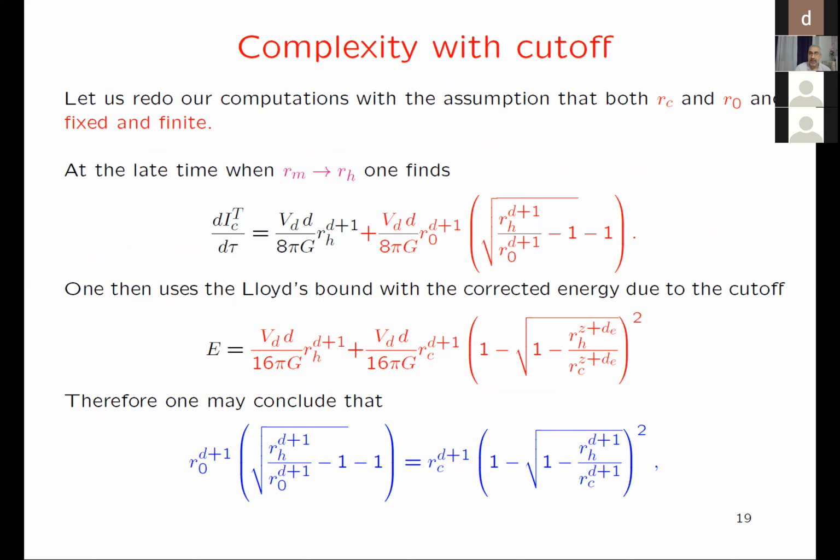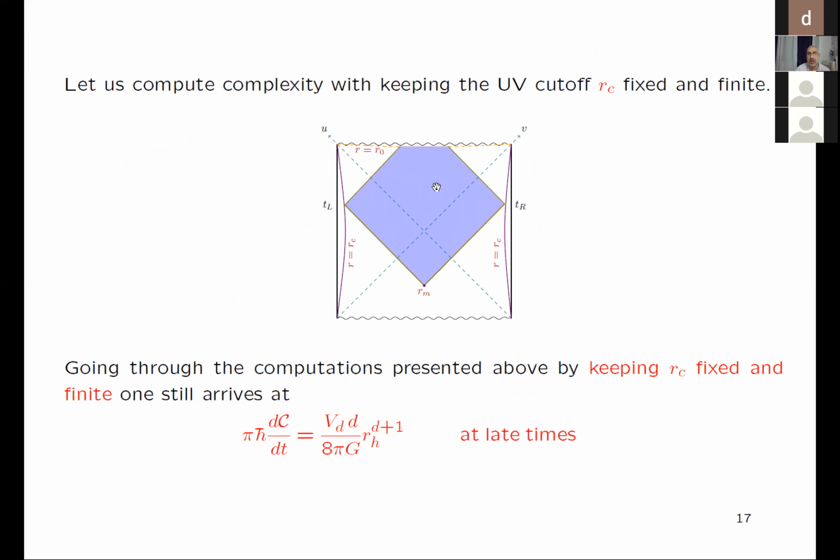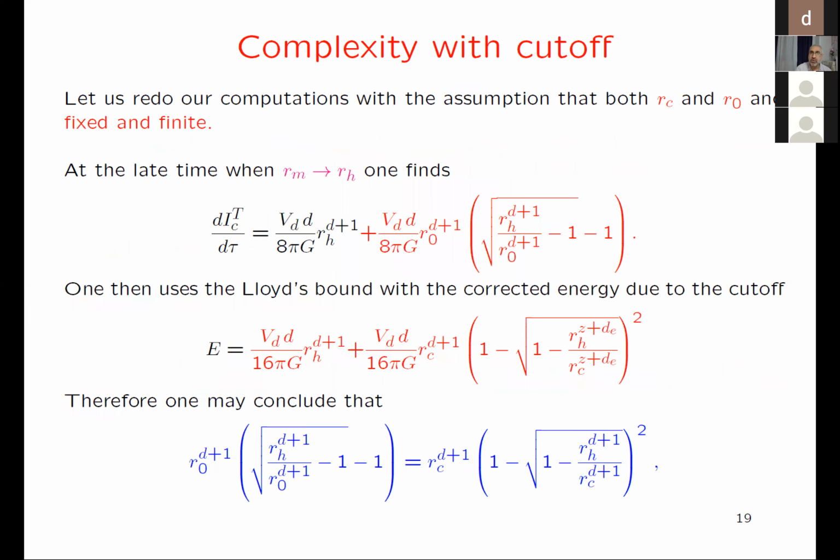To do this, let me show you, we have two cutoffs here, one at the boundary and one at the singularity. I kept this one fixed to have the theory at finite cutoff, but at the end of my computation I sent R0 to infinity because I wanted to remove this cutoff. But for the moment, suppose we keep both of these cutoffs fixed. If you go through the whole computation, keeping these two cutoffs fixed, this is what we get for the expression of the late time action growth, or complexity growth. Besides the term we had before, we have some extra term which is given by this R0, which is the cutoff at the singularity.